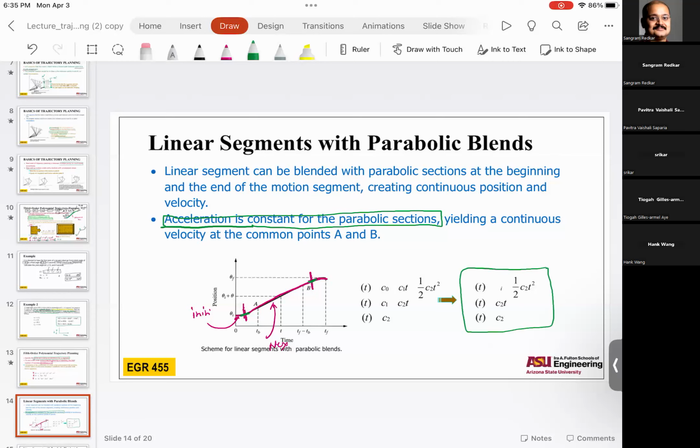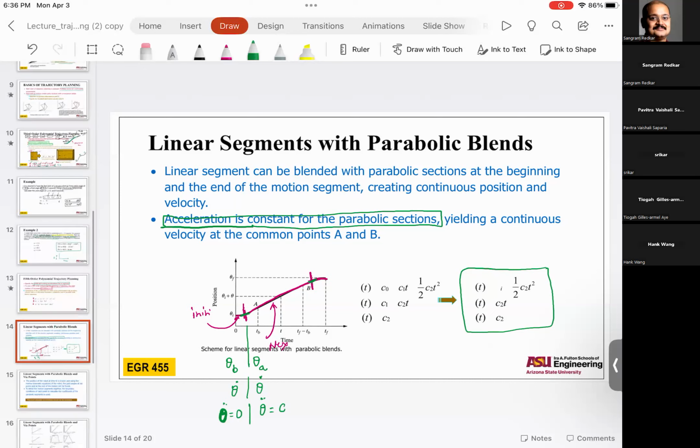And in order to make sure the blending is proper, you need to make sure that the value of theta before the transition is the value of theta after the transition. You can impose additional constraints: theta dot before transition is equal to theta dot after transition. The only problem that you will notice is that in the linear segment, your acceleration theta double dot is going to be zero, and in the parabolic segment, theta double dot is going to be constant. So this is something that you want to be careful about when you are using linear segments with parabolic blends.